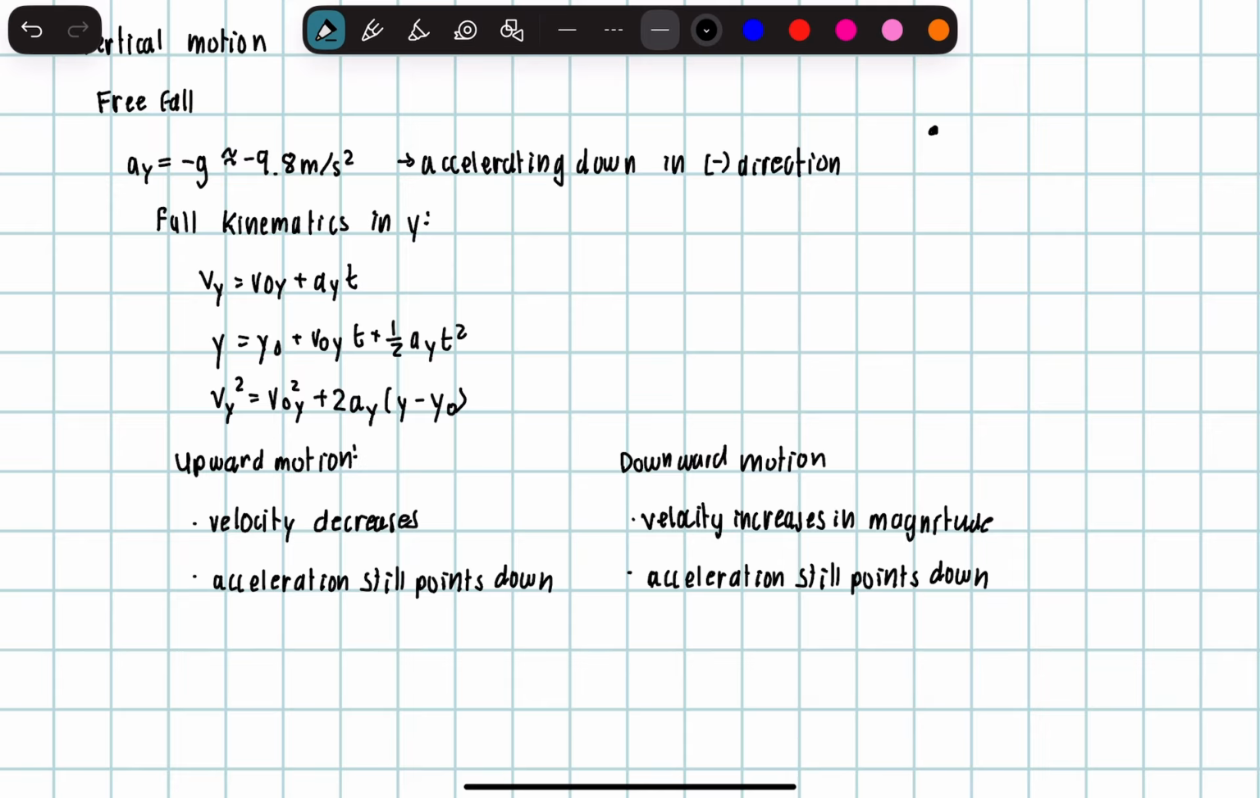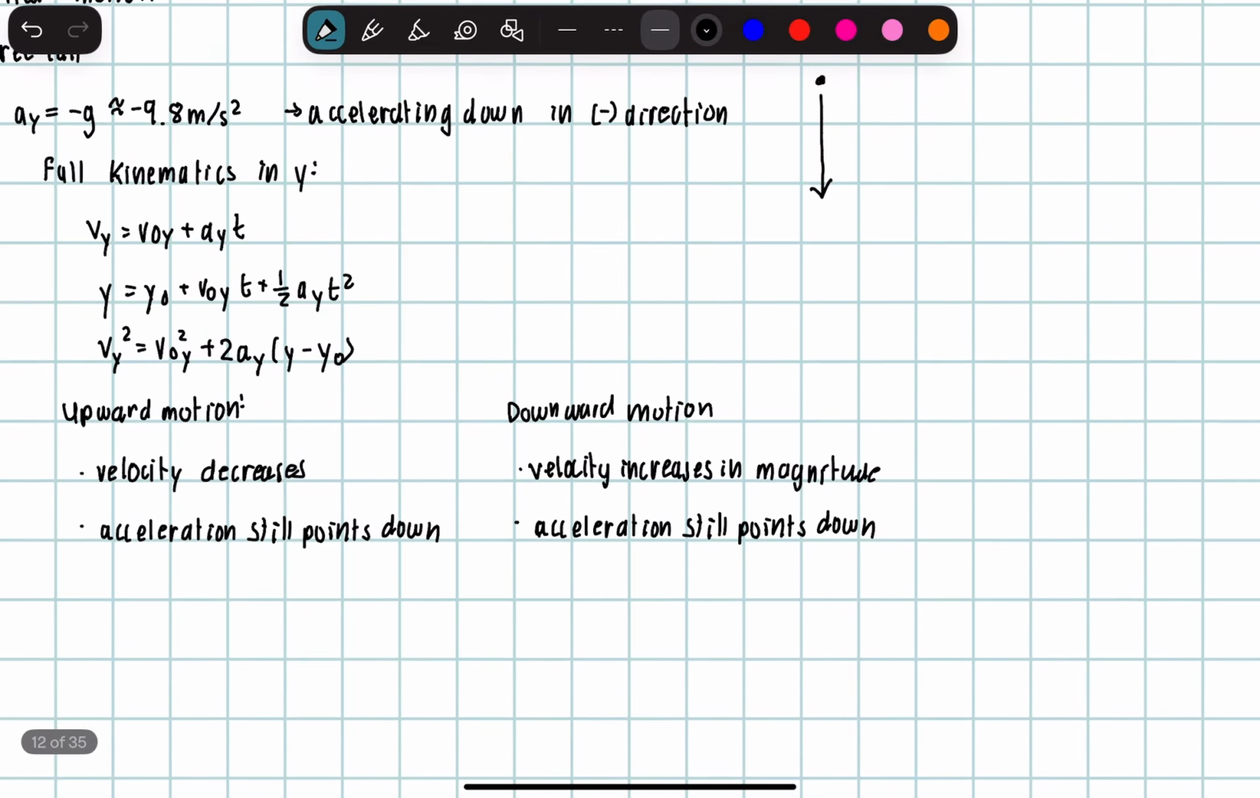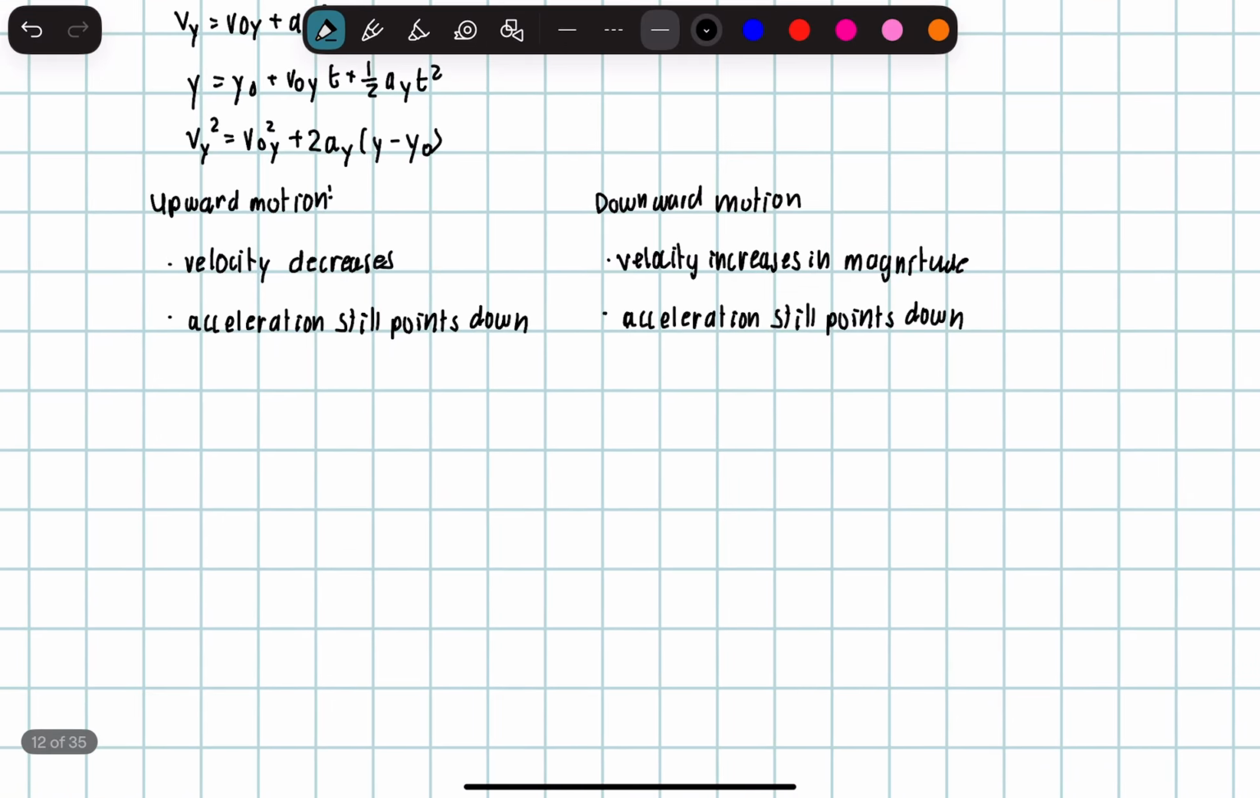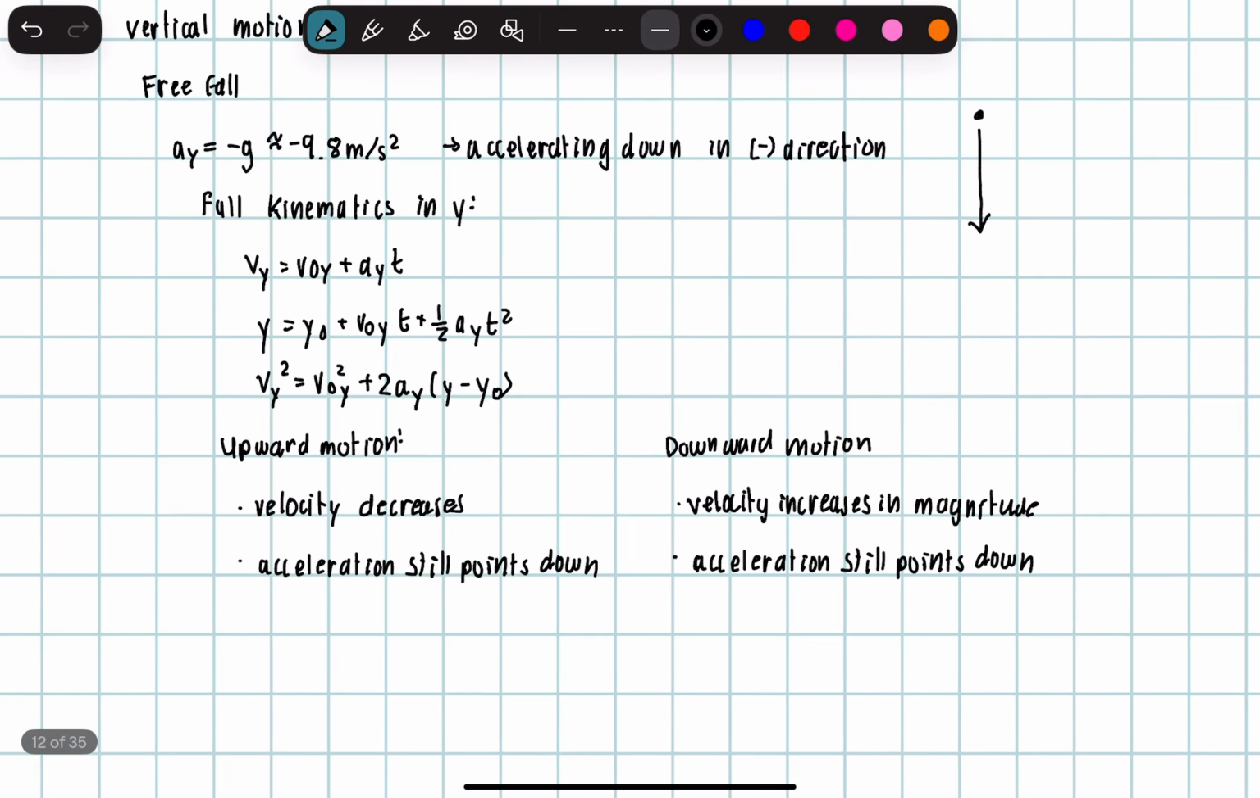So the object is just constantly free falling. But the acceleration is always pointing down, because the only thing we're considering in acceleration is just gravity. It's just a_y is equal to negative g.